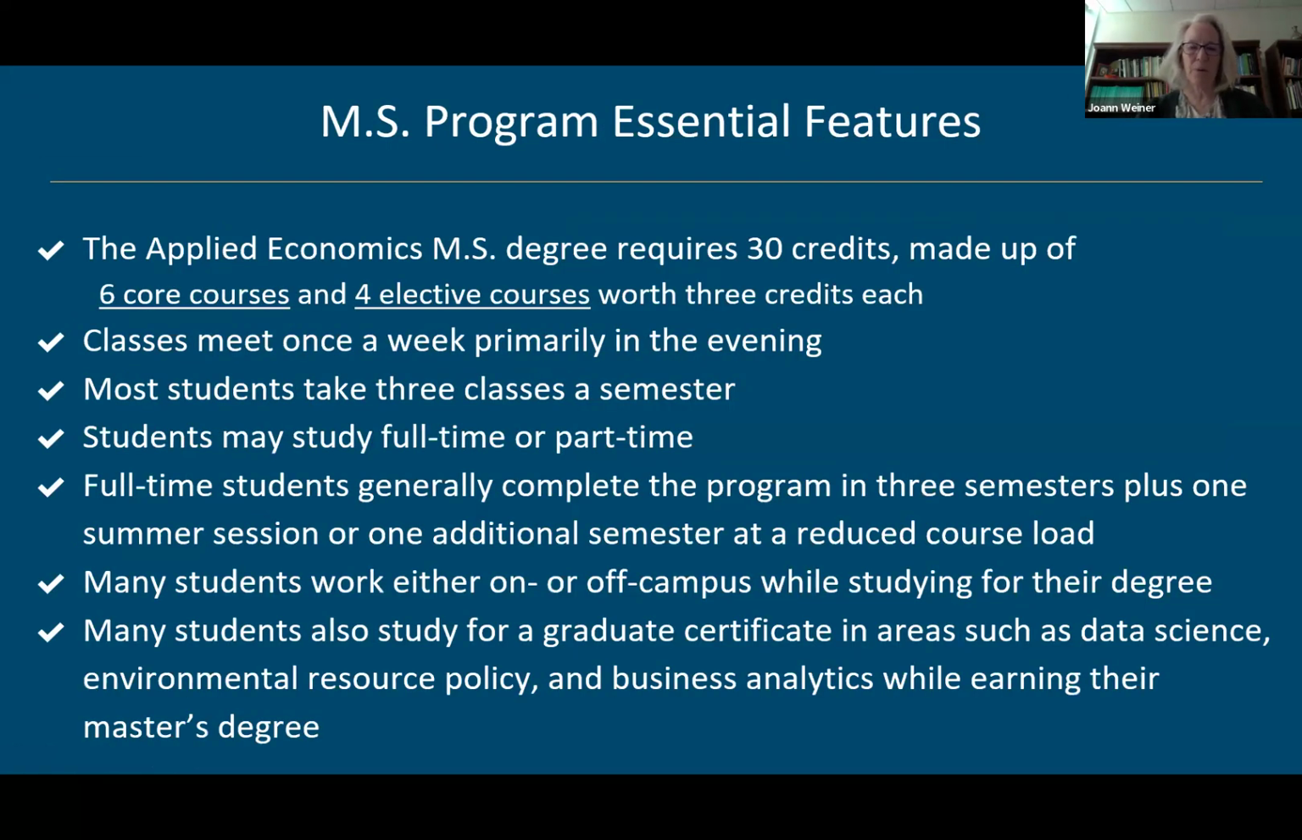The essential features of our program. We require 30 credits made up of 6 core courses and 4 elective courses worth 3 credits each. Classes meet once a week, primarily in the evening. Most students take 3 classes a semester. Most students study full-time. Some may study part-time, especially Americans. International students tend to have a full register full-time, except for in their final semester. So if you're going full-time, you'll complete the program in 3 semesters, plus 1 summer session or 1 additional semester at a reduced course load.